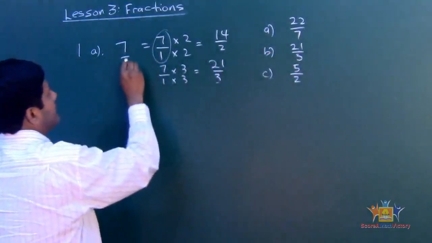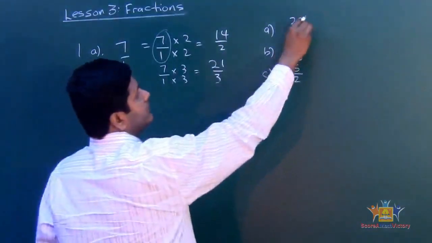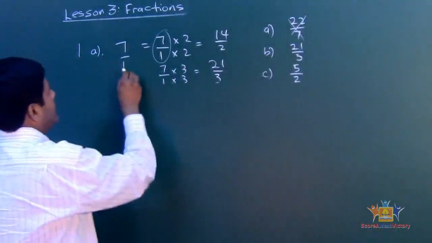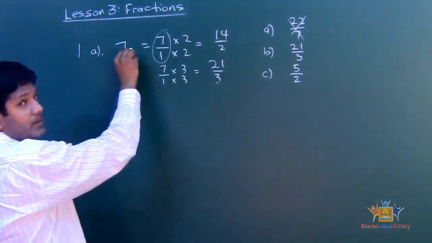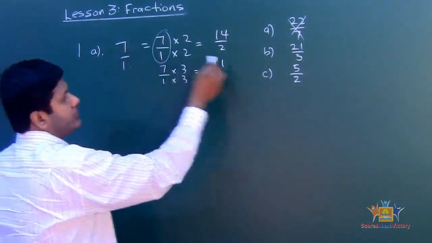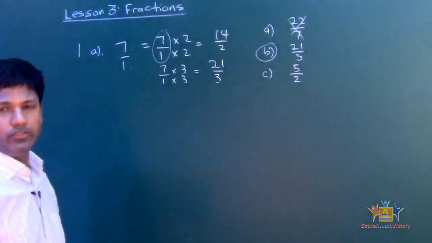If I multiply here by 7, I have to multiply that by 7 also. So 7 times 7 should be 49. Okay, 1 times 3 gives me 3. That means if I multiply this by 3, I also have to multiply this by 3. So 7 times 3 is 21, right there. So this should be your answer. See that? So that's a way of doing it.